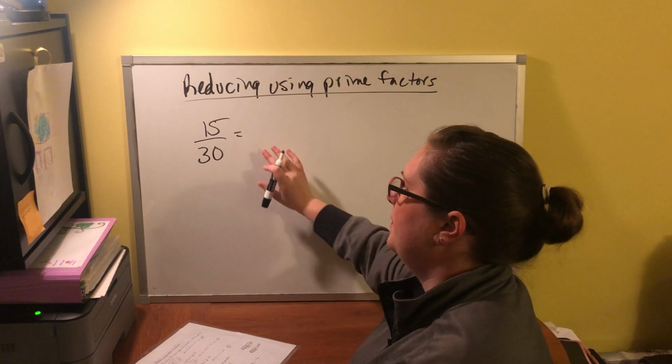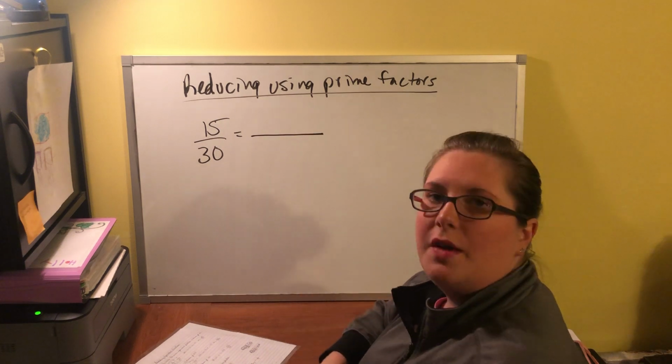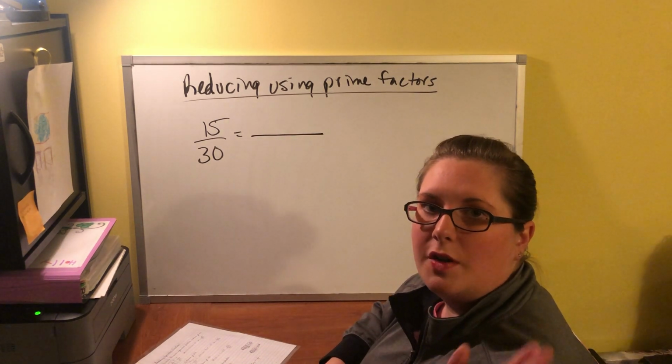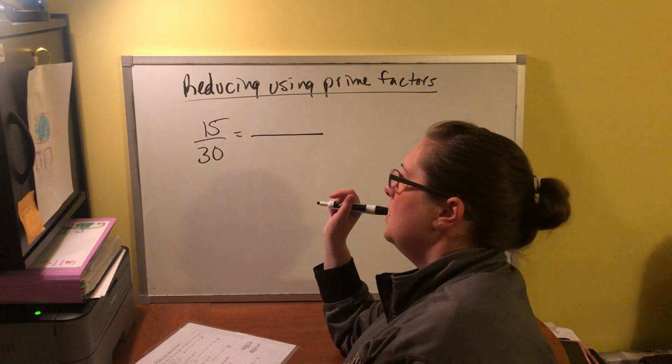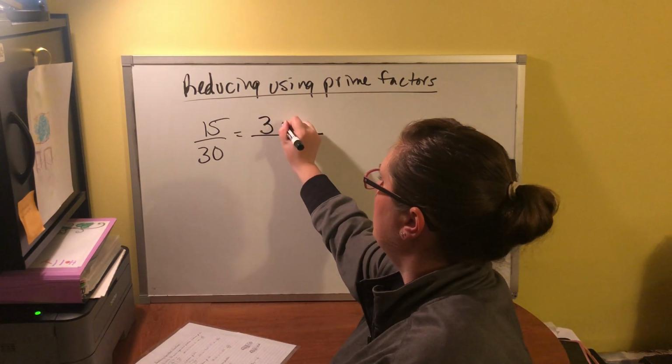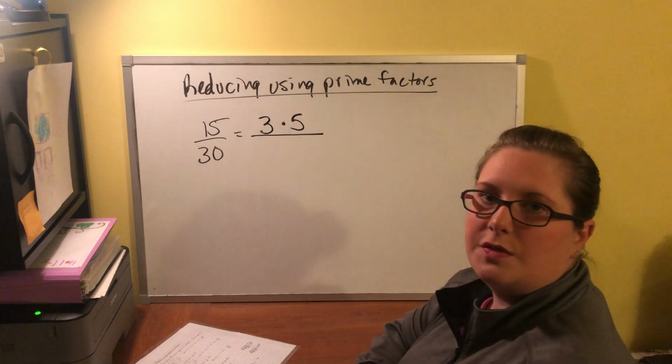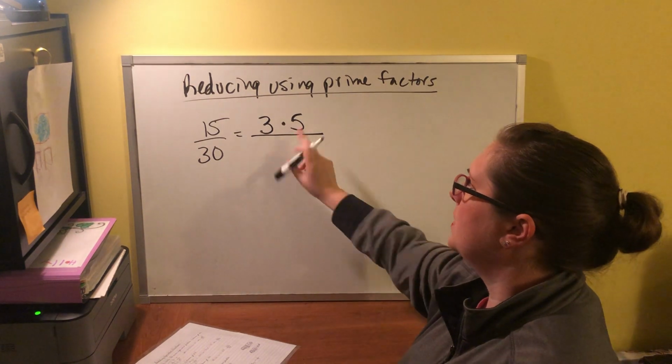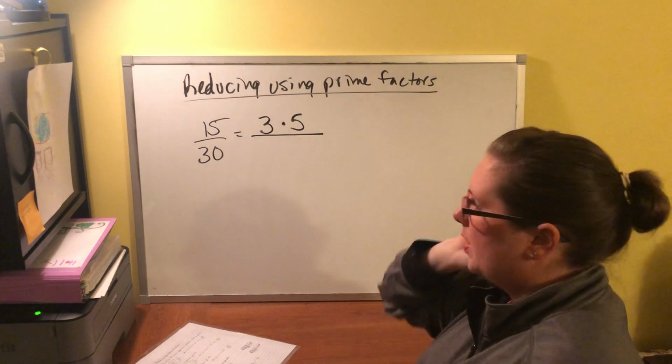So we're going to break down 15 into prime factors, just like we did before in the very beginning of this section. So any two numbers that multiply together to give me 15, well, I know that 3 times 5 gives us 15, okay? And both of those are prime, right? 3 is prime, 5 is prime. We're done with the numerator.